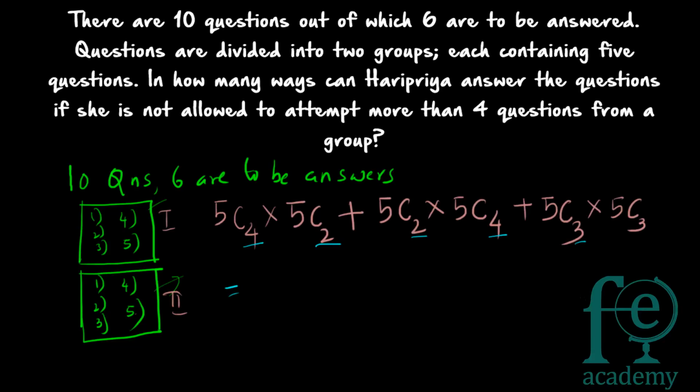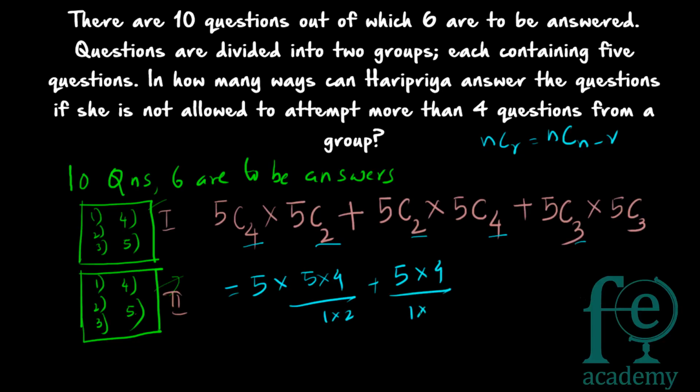5C4 is equal to 5C1. Already you know nCr is equal to nC(n minus r). So 5C4 is equal to 5C1, which will give you 5. So 5 into 5C2, which will give you 5 into 4 divided by 1 into 2. Plus again 5C2 is 5 into 4 divided by 1 into 2, into 5. Plus 5C3 is equal to 5C2, nCr is equal to nC(n minus r). So 5 into 4 divided by 1 into 2, into 5 into 4 divided by 1 into 2.